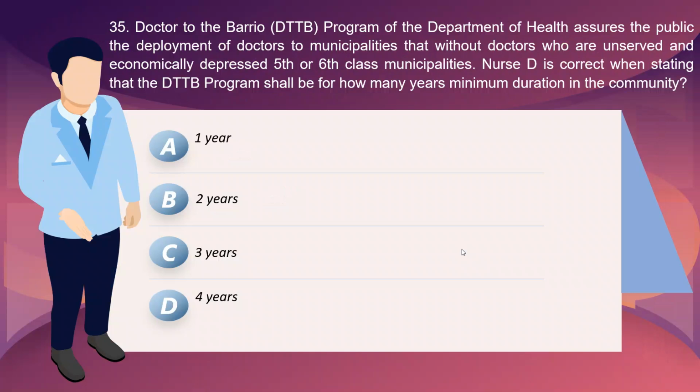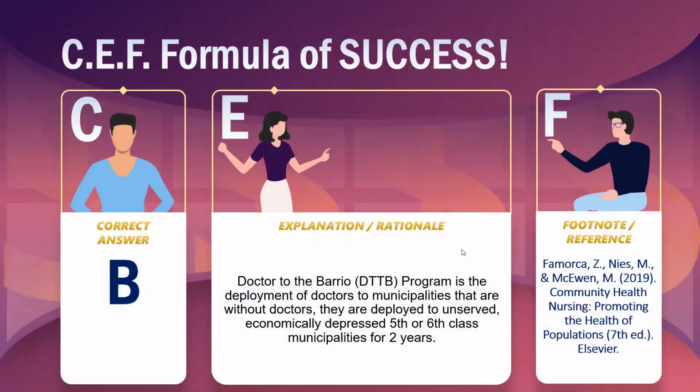35. Doctor to the Barrio program, or the DTTB of the Department of Health, assures the public the deployment of doctors to municipalities without doctors who are unserved and economically depressed fifth or sixth class municipalities. Nurse D is correct in stating that the DTTB program shall be for how many years minimum duration in the community? 1 year, 2 years, 3 years, or 4 years. Of course, the minimum is 2 years. That's letter B. It's according to the Department of Health rules and regulations.